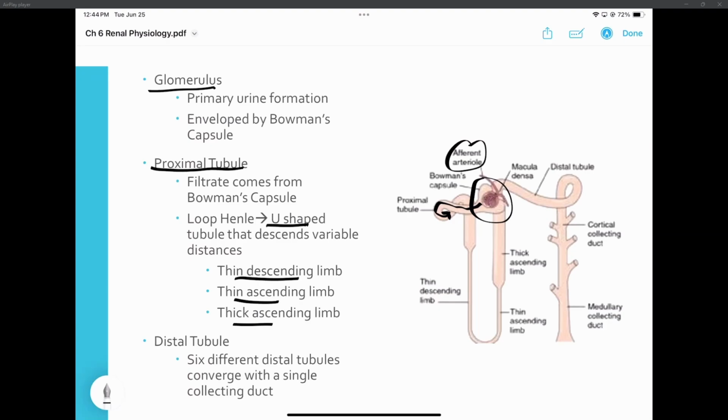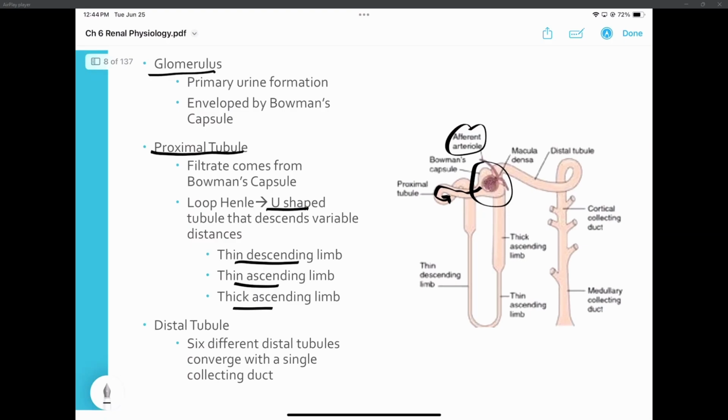Distal tubule is the very, very end part. And basically at this part, we have 6 different distal tubules that converge with a single collecting duct right there. And then finally, this goes into your major and minor calyxes, ureter, bladder, urethra, and then out. Okay, so that's where your anatomy comes into play. So these are the different parts of the nephron.